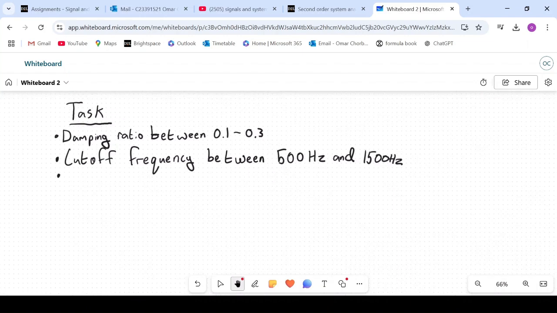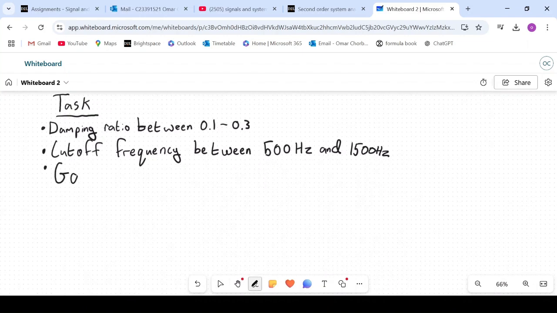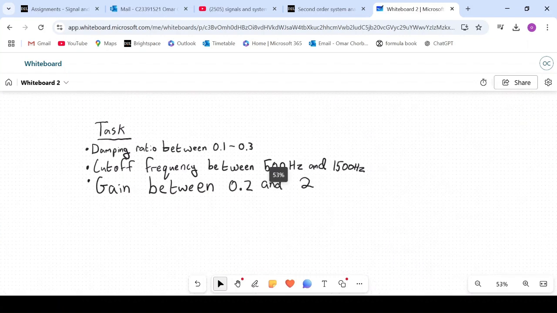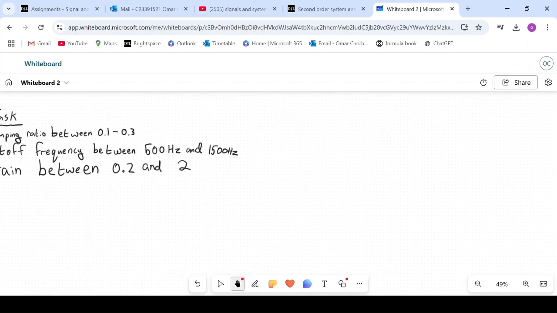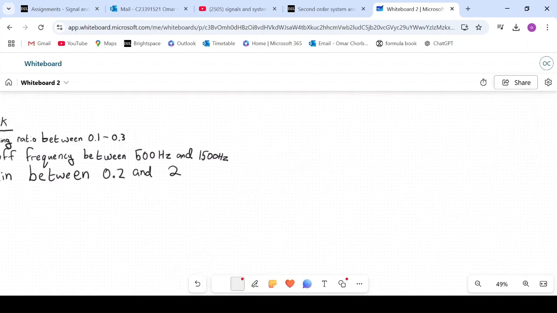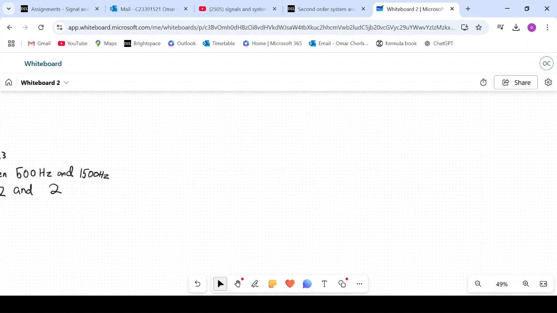And last is a gain between 0.2 and 2. So this is what we're given. Next we have to find out the values for our components in the circuit. And luckily we're given a website that can find out all these values for you.